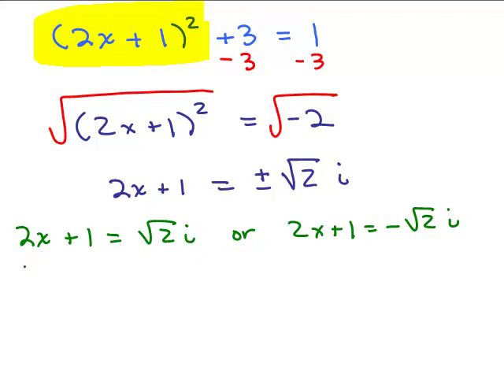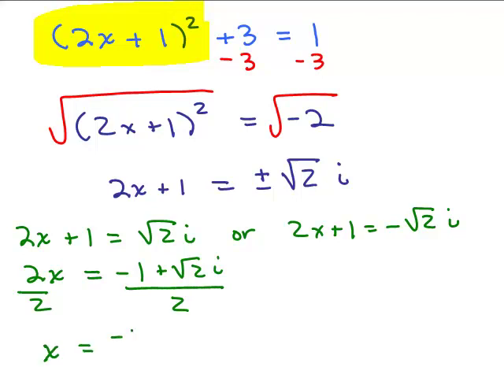So remember where we put that? In front of the plus or minus √2 i, so I'm going to put negative 1 to both sides, so negative 1 plus √2 i, and then divide both sides by 2. So one solution is (-1 + √2 i)/2.